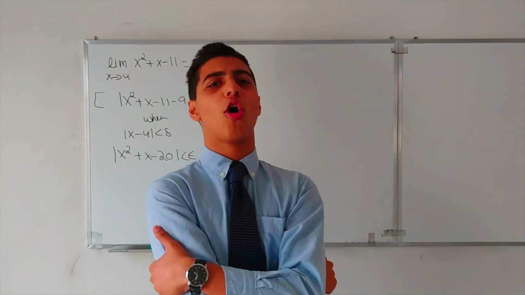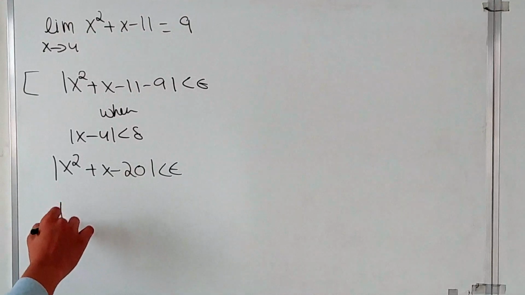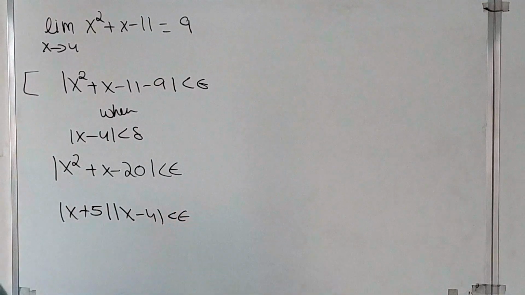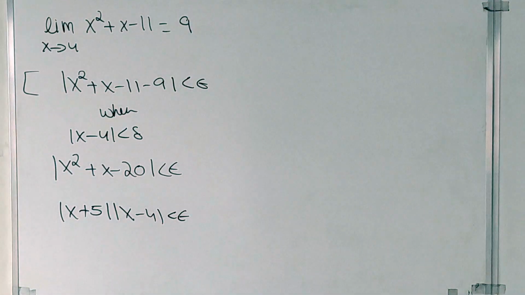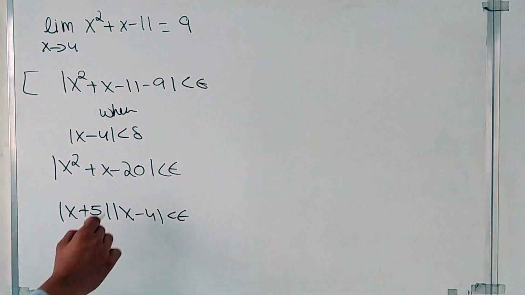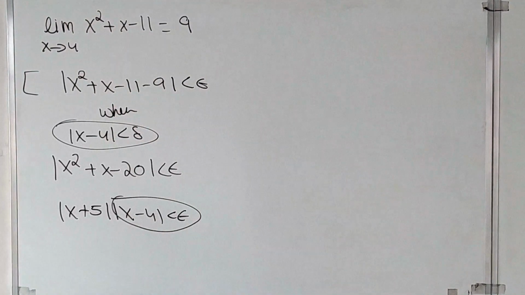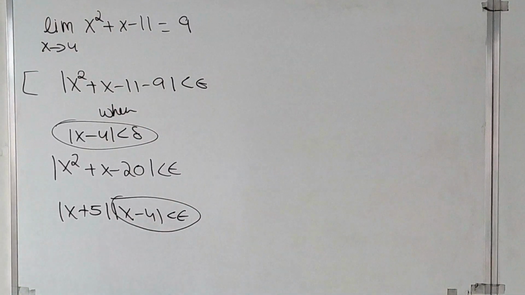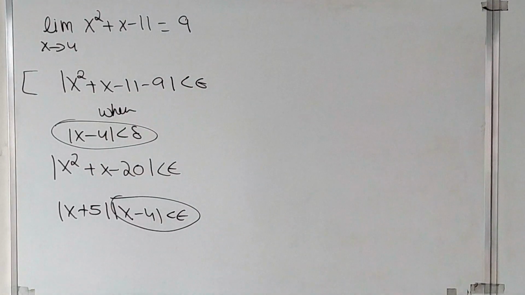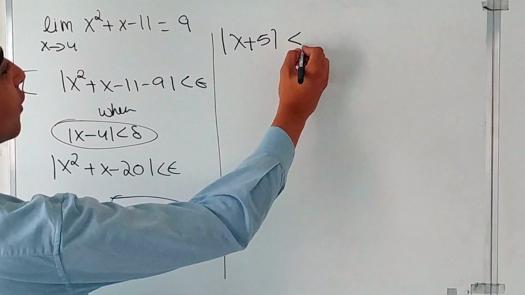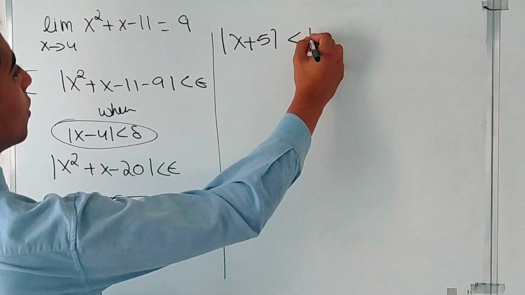First thing to do, always factor. So what we get is x plus 5 times x minus 4 must be less than epsilon. We have a problem, because only this part looks like this. We still have an x plus 5 dangling in the distance. So what do we do with x plus 5? Now this is a little bit interesting. In order to get rid of x plus 5, what we have to do is assume the absolute value of x plus 5 is less than some value k.